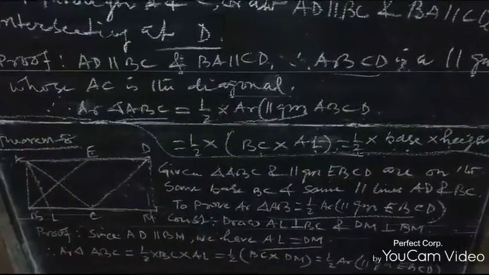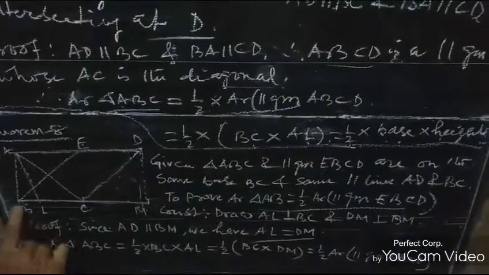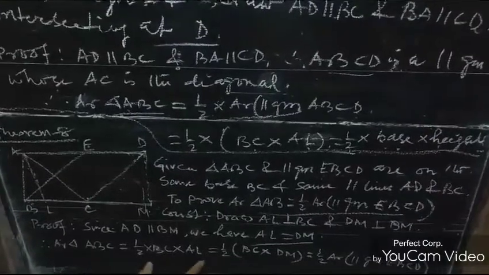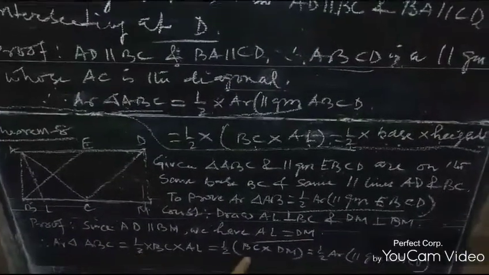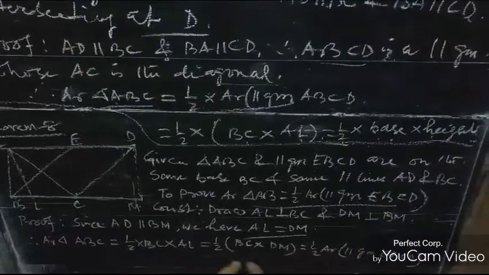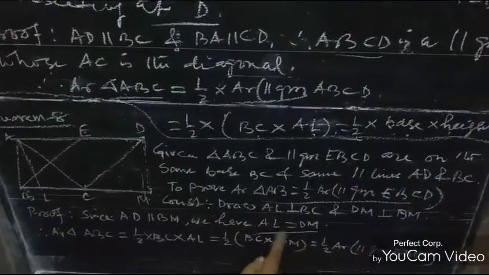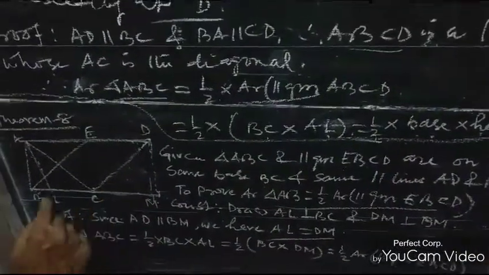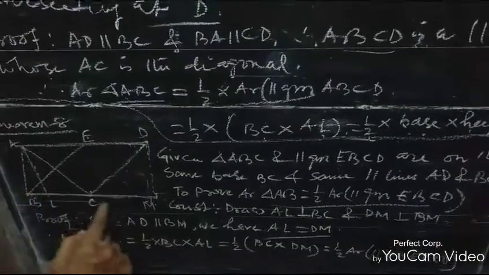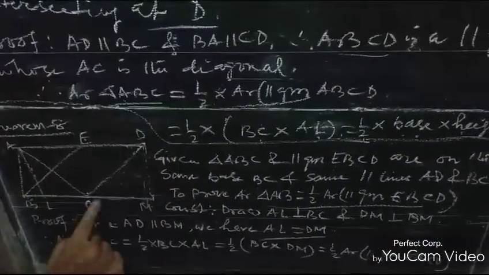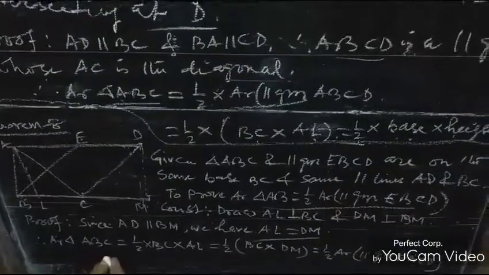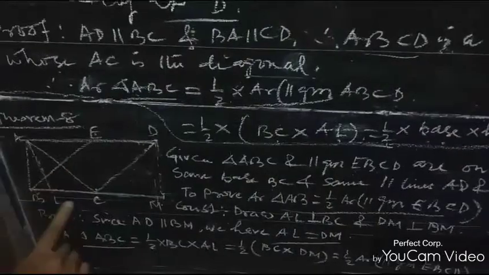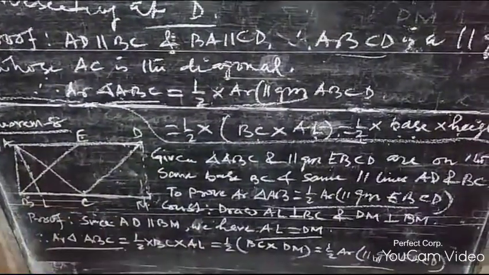Now the area of triangle ABC equals half base into height. Base is BC, height is AL. So it is half of BC into AL, and we can put DM because AL equals DM. So half BC into DM. BC into DM is the area of the parallelogram EBCD. So we can write that area of triangle ABC equals half of the parallelogram EBCD, on the same base and between the same parallel lines.